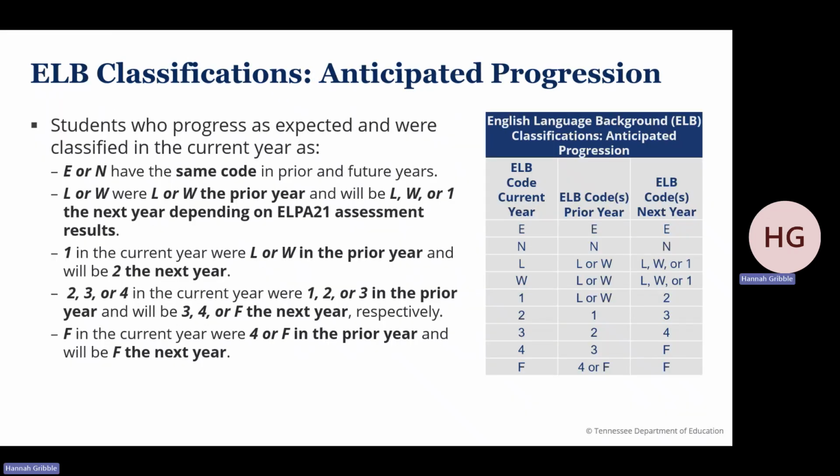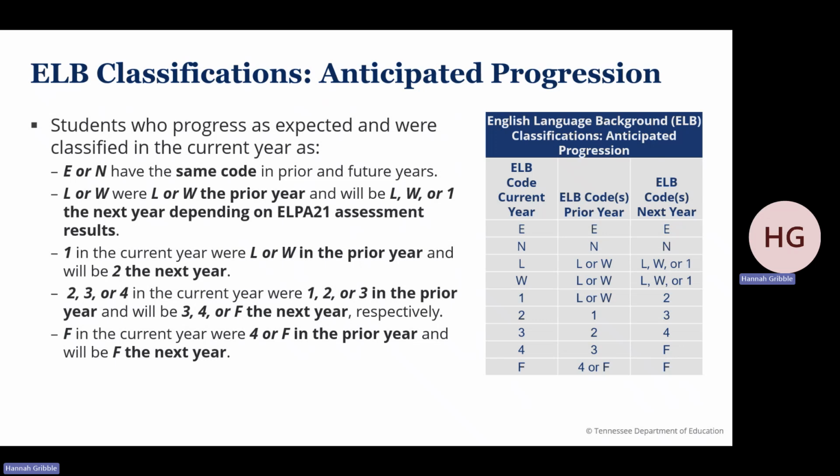The anticipated progression for English language background classifications. Students who progress as expected and were classified in the current year as E or N have the same code in prior and future years. Students who were classified in the current year as L or W were L or W the prior year and will be L, W, or 1 the next year, depending on the ELPA 21 assessment results.